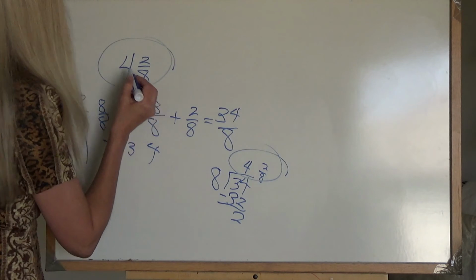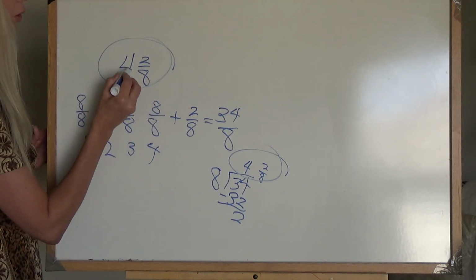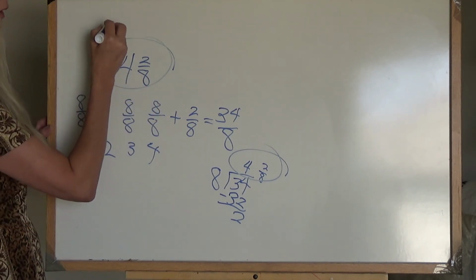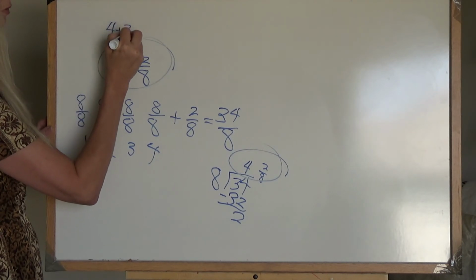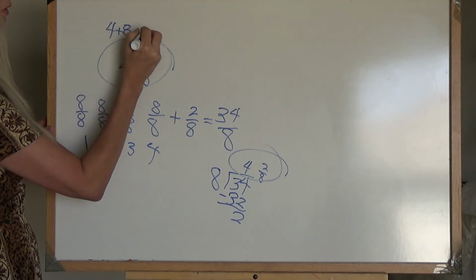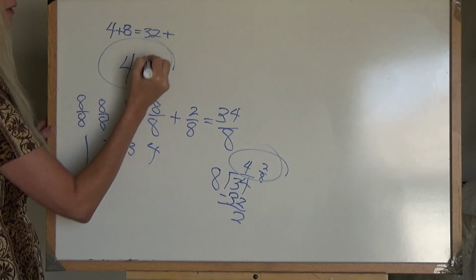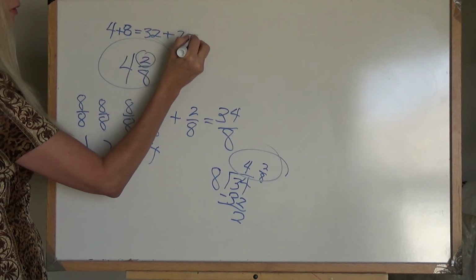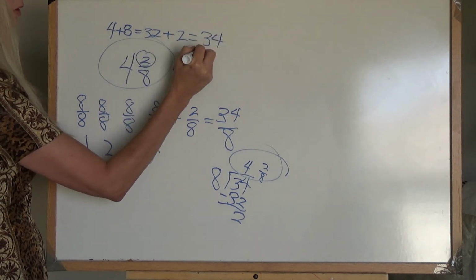You take and you multiply the whole number times the denominator, 4 times 8, which is 32, and then add it to the numerator. 34 over 8.